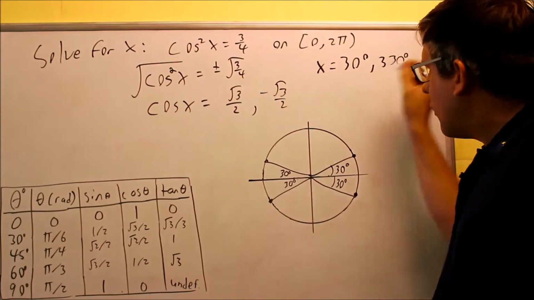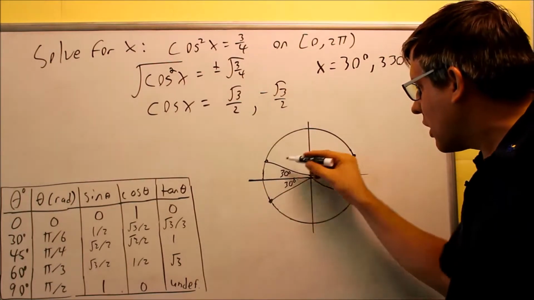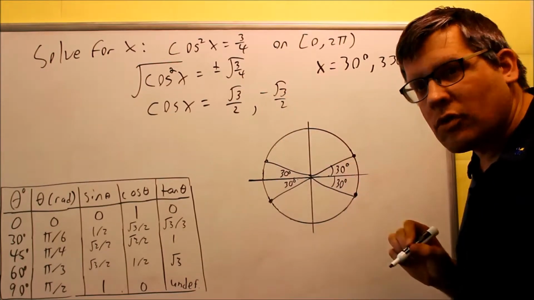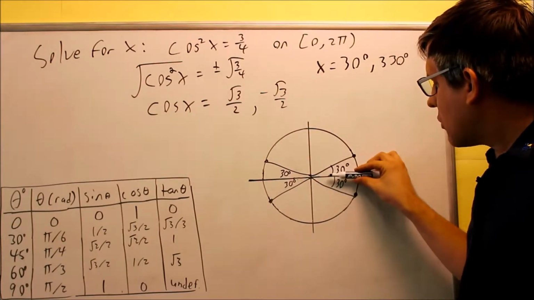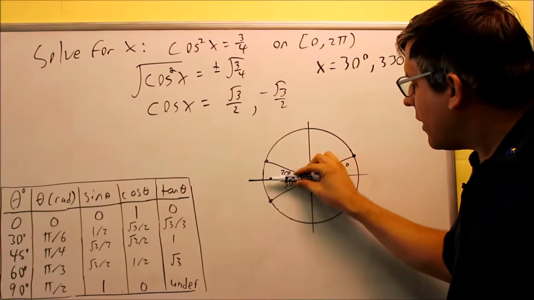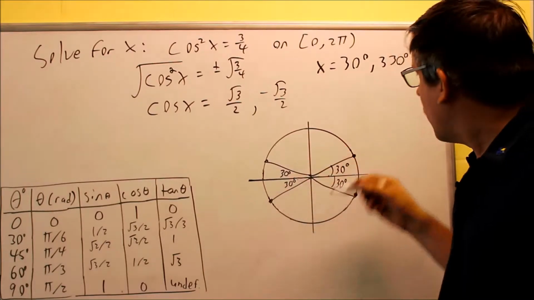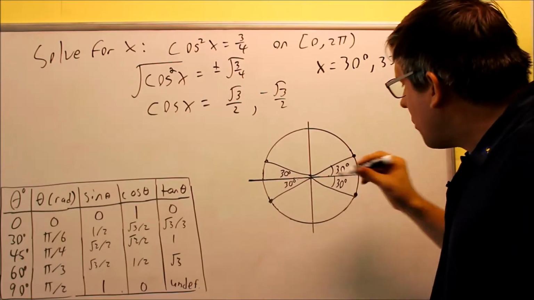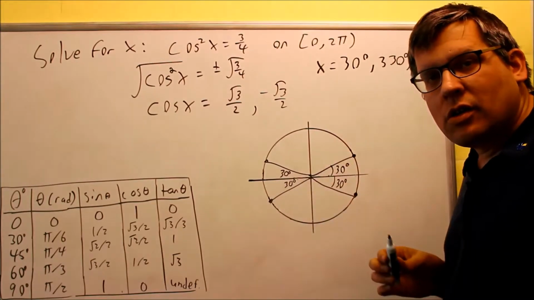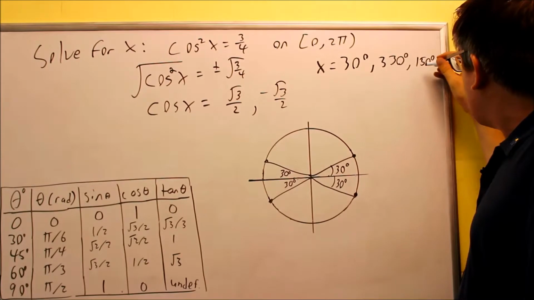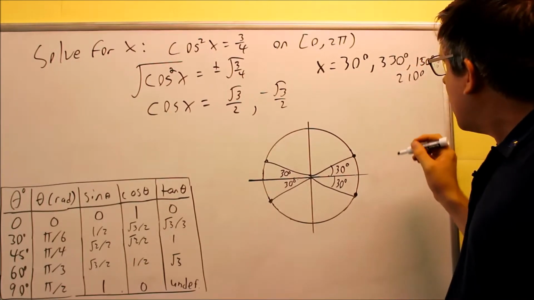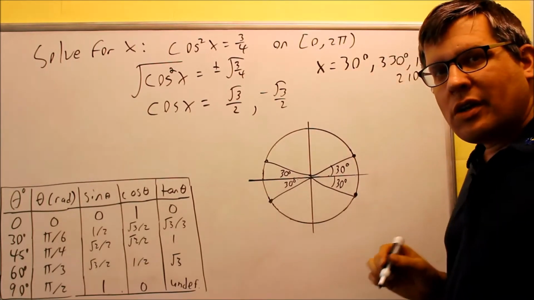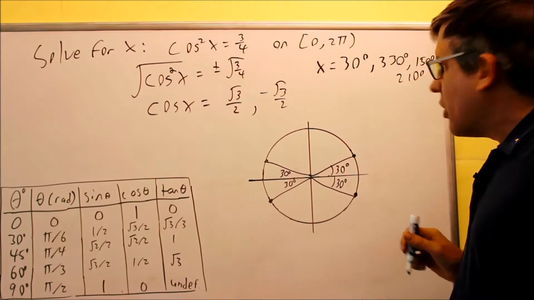Okay, so these would take care of the positive version. Now let's take care of the negative square root of 3 over 2. To go over this side, I have 180. Subtract 30, that's 150. So I get 150. And then I have one more, which is going to be 180 plus 30. So 180 plus 30 is 210. So now I have 210 as the other one. These are all the answers written out there in terms of degrees.